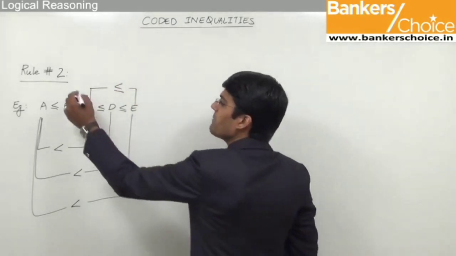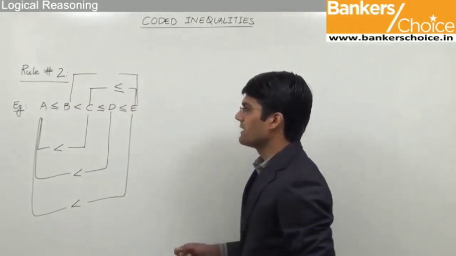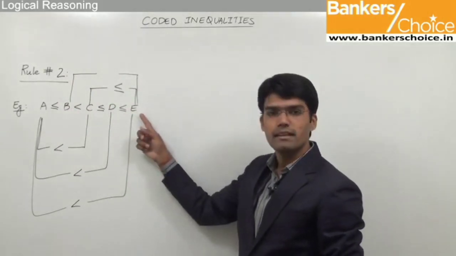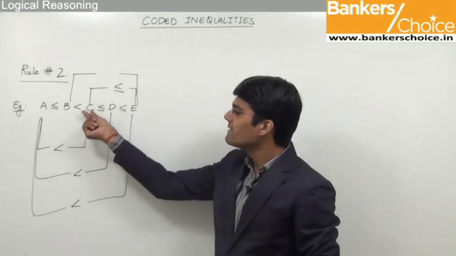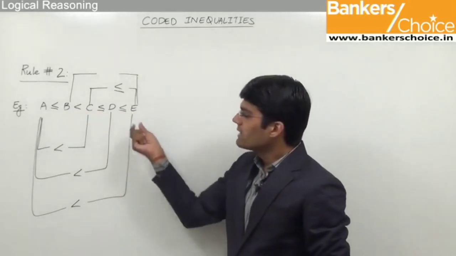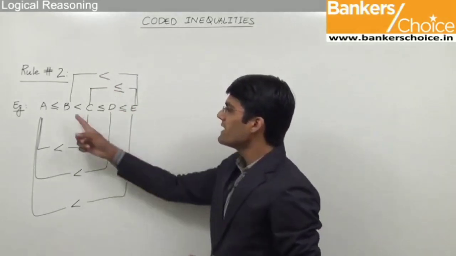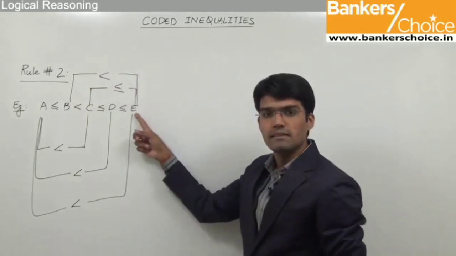But once we compare B and E, we see that the relationship will be different. If you observe the variables B and E, in between we have less than, less than or equal to and less than or equal to. Out of these three, the common part in all the three cases here is less than. So here we can say B is less than E.